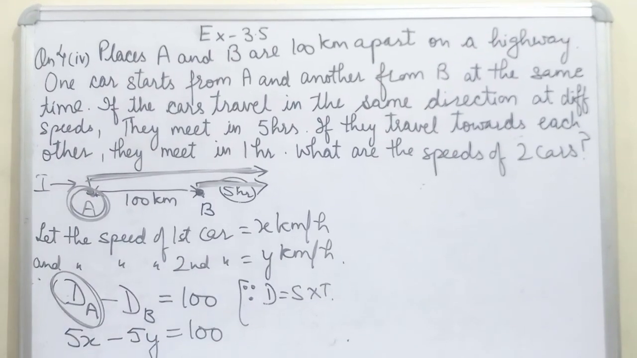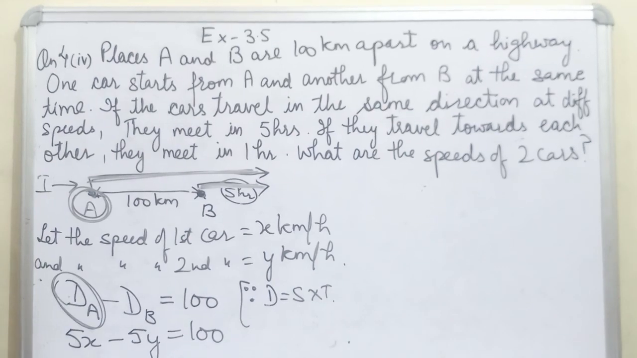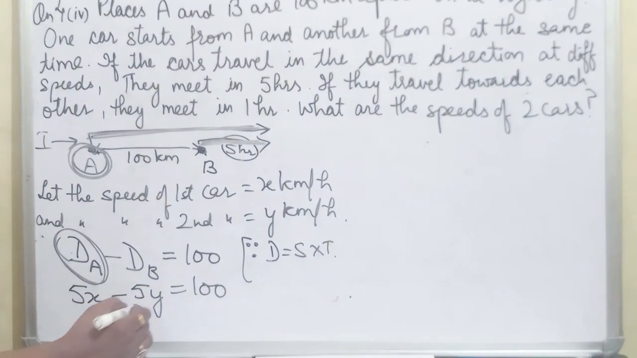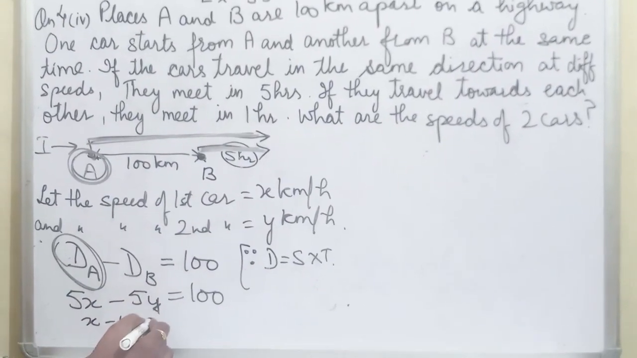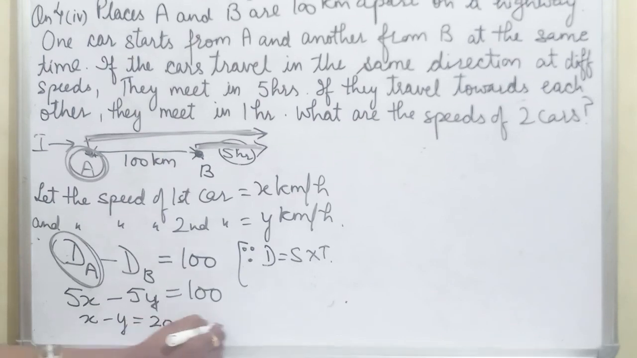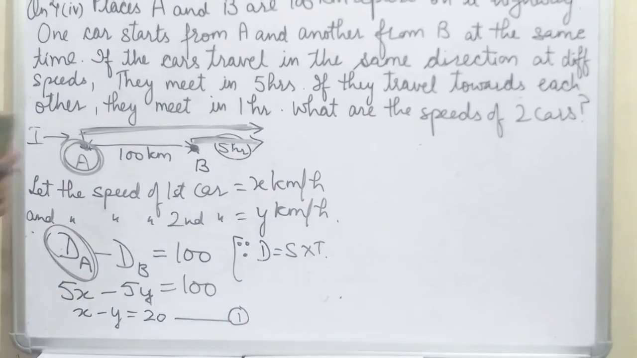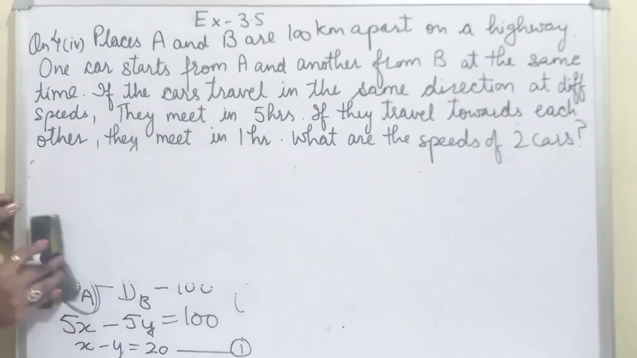What do you get after that? Have you seen anything common? After taking 5 common, I get x minus y, and it will be equal to 20, and this will be the first equation. Right? Now I will talk about the second condition.